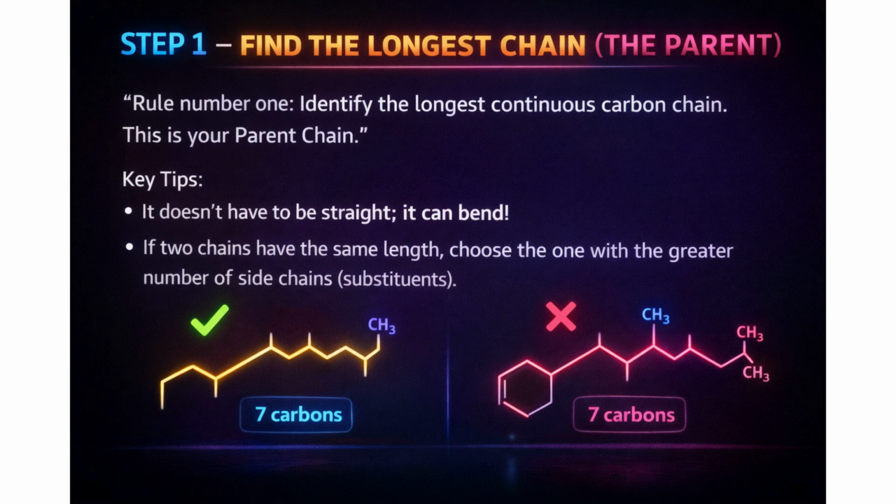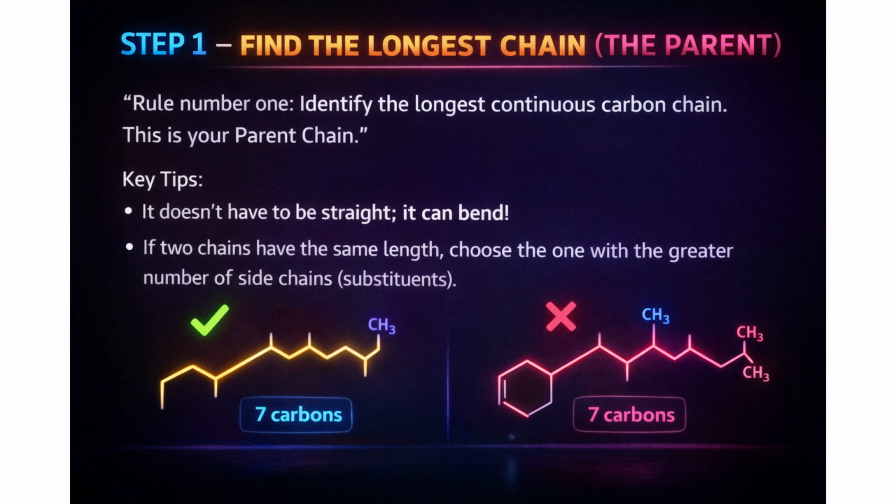Now, let's move on to rule number 1. You must identify the longest continuous carbon chain. In IUPAC naming, we call this your parent chain. Here is a key tip that trips up a lot of students. The chain doesn't have to be a perfectly straight line. It can bend, turn corners, or zigzag. As long as it's one continuous path of carbon atoms, it counts.